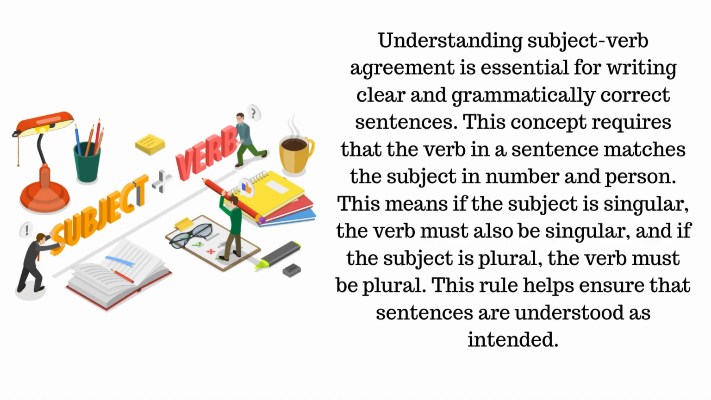Understanding subject-verb agreement is essential for writing clear and grammatically correct sentences. This concept requires that the verb in a sentence matches the subject in number and person. This means if the subject is singular, the verb must also be singular, and if the subject is plural, the verb must be plural. This rule helps ensure that sentences are understood as intended.